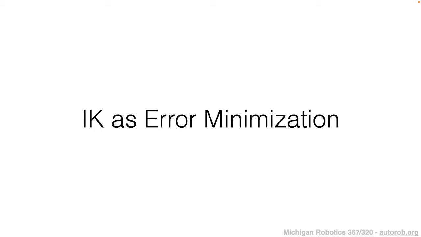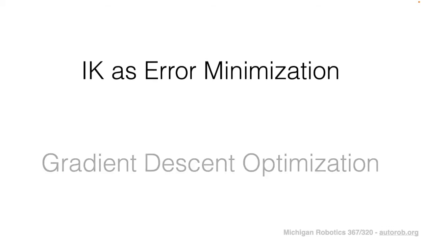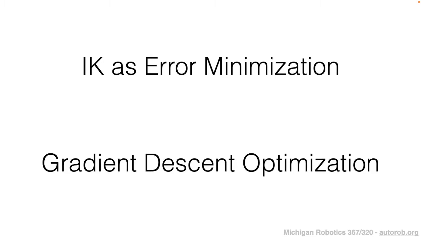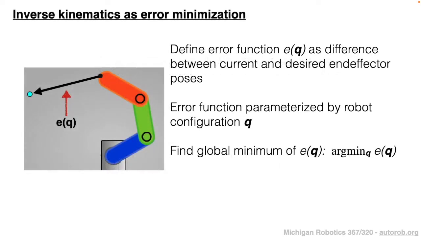So let's take a closer look at how error minimization relates to our inverse kinematics framework. Typically when we're talking about error minimization, one of the most common approaches that comes up is this technique known as gradient descent, which we'll be looking at. But before we look at gradient descent, let's set up our problem here within this error minimization context. The first thing we have to do if we want to minimize an error is define some notion of error that should be minimized.